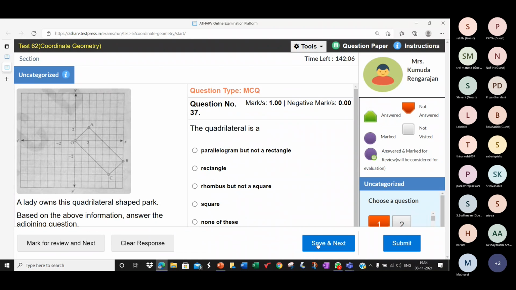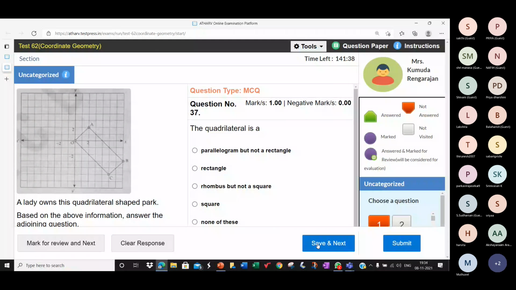The quadrilateral is a rhombus, parallelogram but not a rectangle, rectangle, rhombus but not a square, square, none of these. So what should you find, children, for this? Don't go by the way it is given. Please don't say, yeah, it is a rectangle. It looks like a rectangle, but you need to check by working if it is a rectangle.